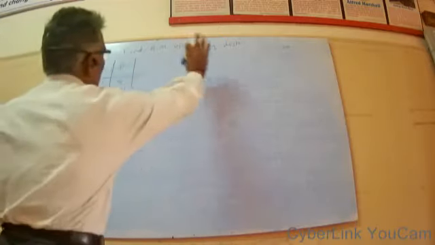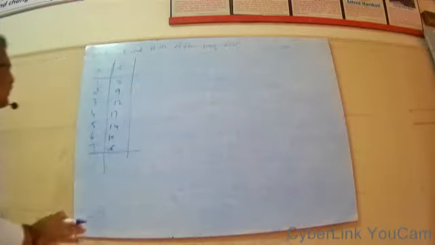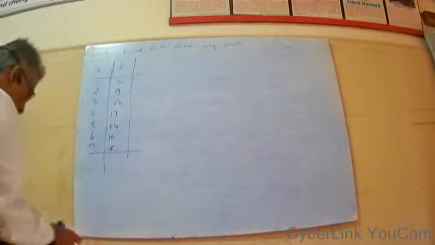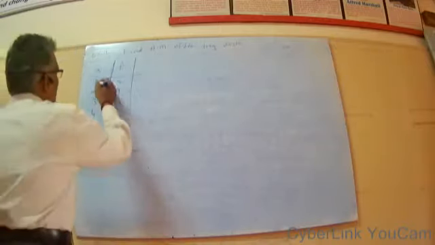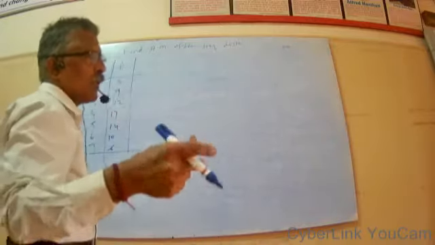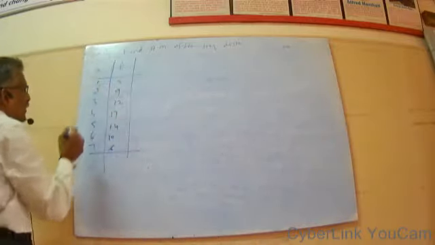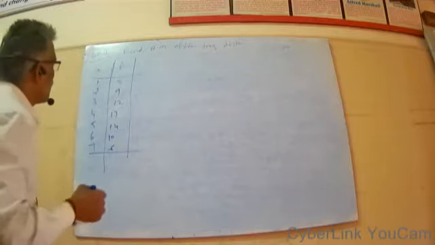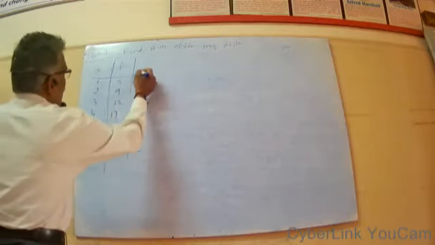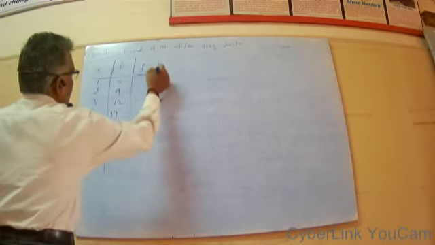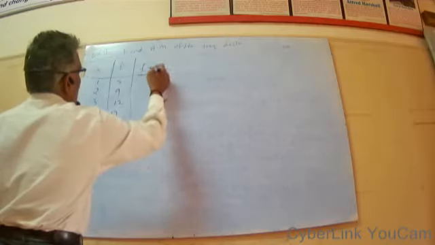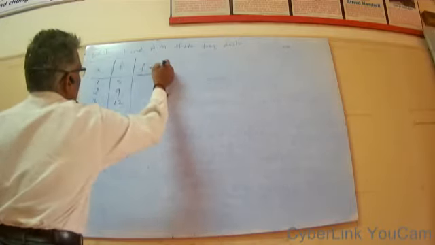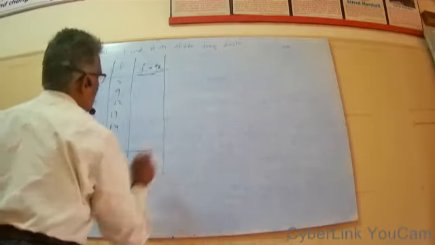The example is: find the arithmetic mean of the frequency distribution. Frequency is given and x values are given. The first step is to multiply f by x, where x is the mid value in case of a continuous frequency distribution, or the x values in a discrete distribution. This is the discrete frequency distribution. So the next column is f into x.